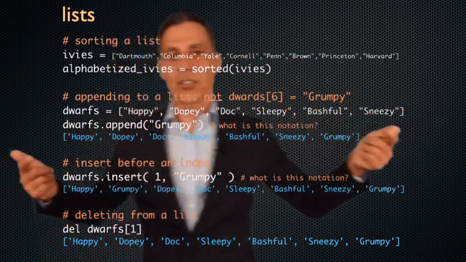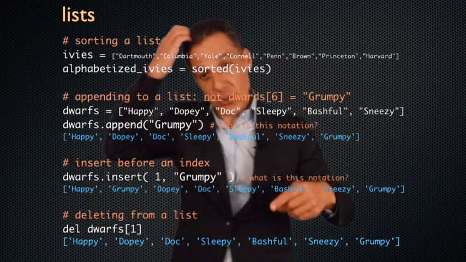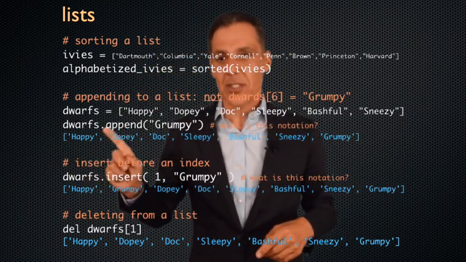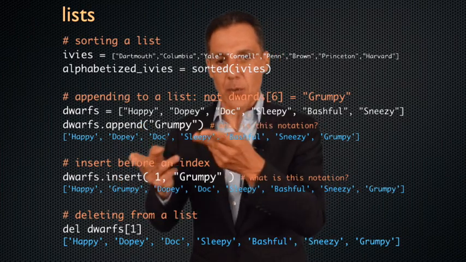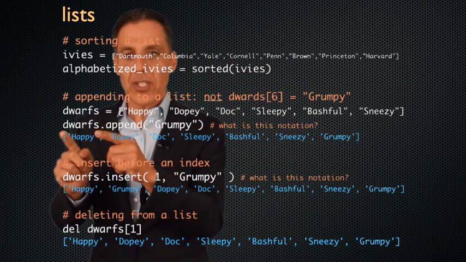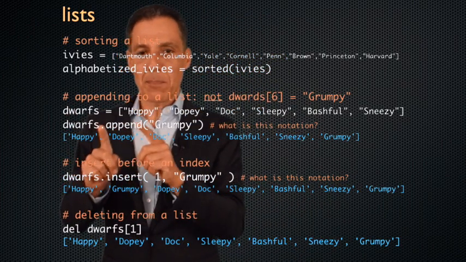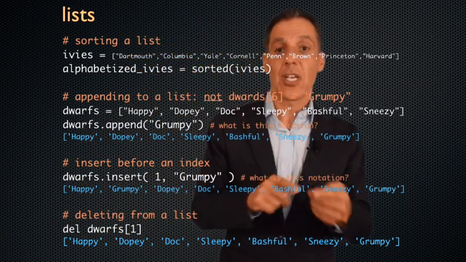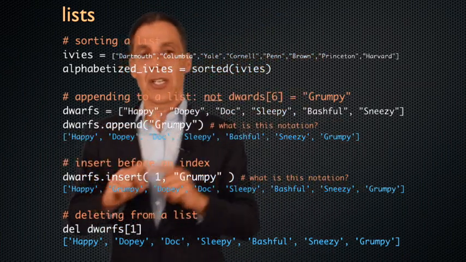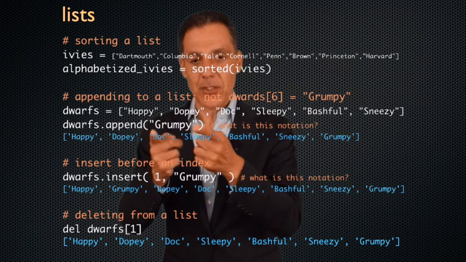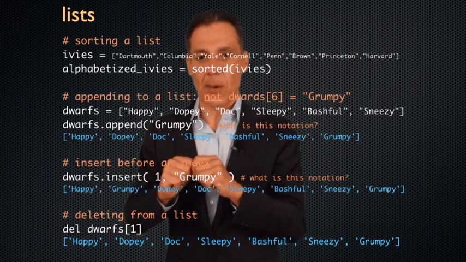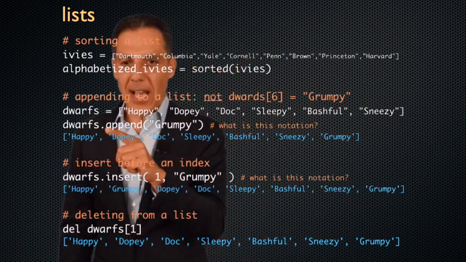Well, of course, Python gives you a mechanism, and here's what it looks like. Dwarves dot append grumpy. So what is dwarves? It's the name of the list. What's append? It's a built-in function associated with lists in Python, and then you pass it as a parameter the string grumpy. Now, what is this dot notation here?